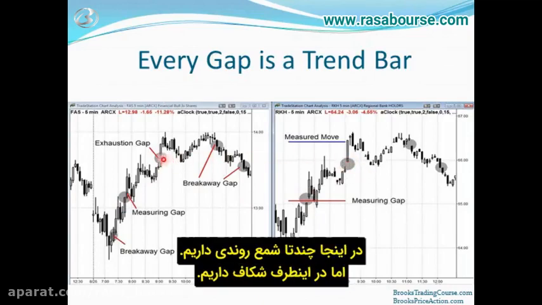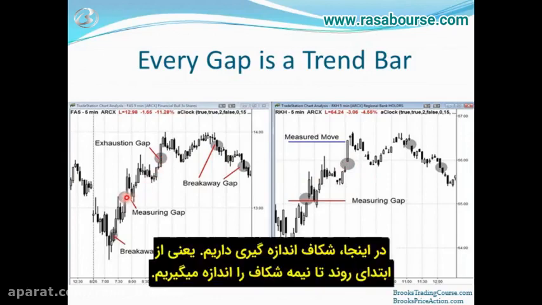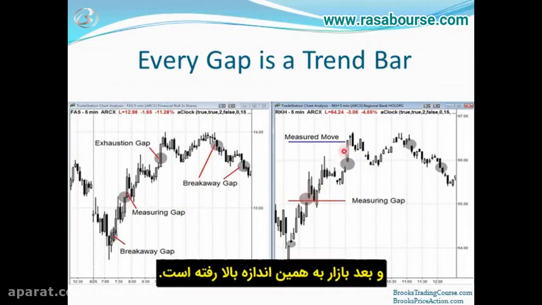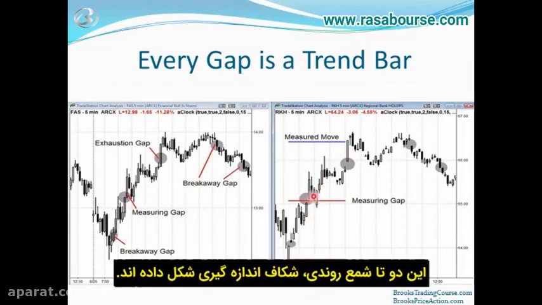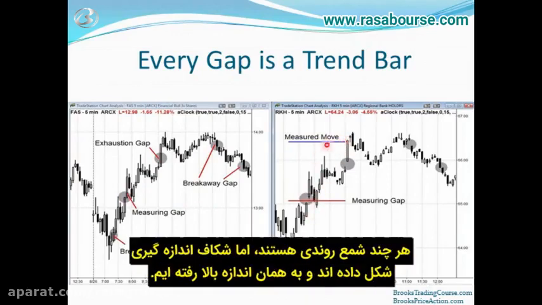Here we have a gap. All right. This gap turned into a measuring gap. The start of the move to the middle of the gap led to a measured move up. These two trend bars created a measuring gap. Even though they're trend bars, they're a measuring gap, and lead to a similar move up.